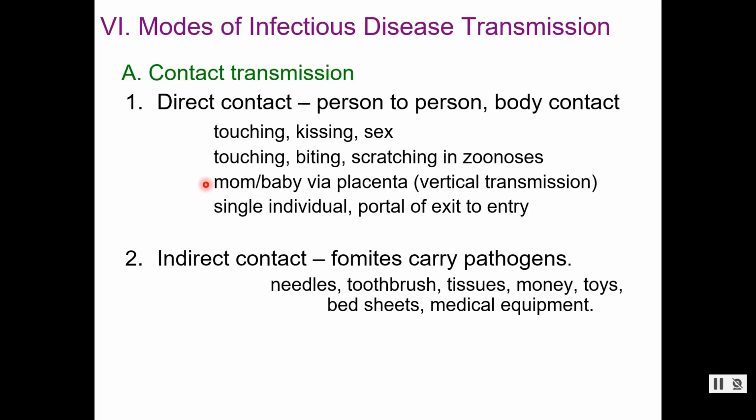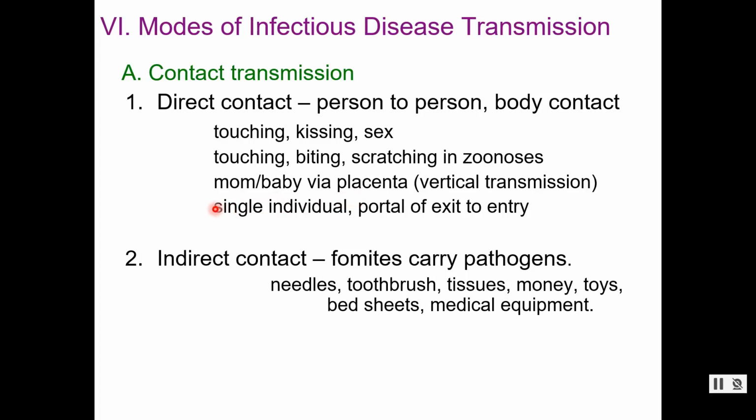Another type of direct contact is between mom and baby in utero. So through the placenta. Remember we said the placenta protects the baby. Typically you don't find pathogens in the baby, in the placenta, and in the uterus. However, there are a few that have virulence factors that allow it to pass from mom to the baby via the placenta. This is also considered direct contact transmission.